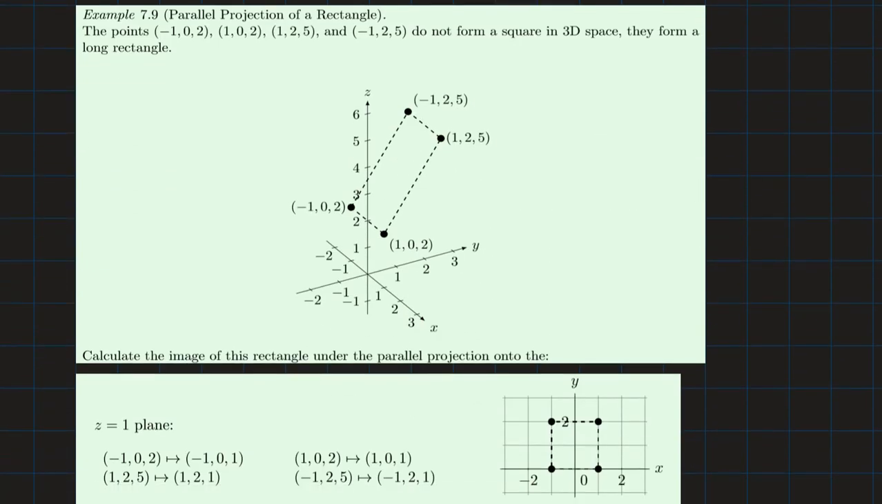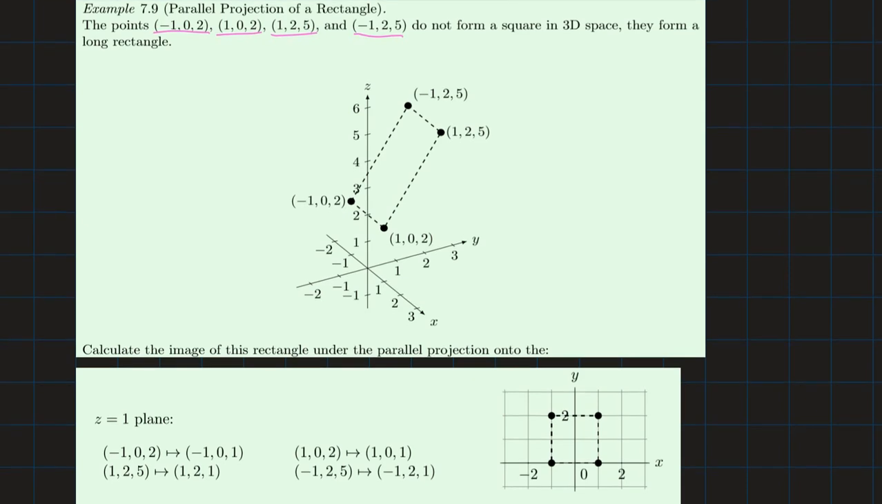The example says the points (-1, 0, 2), (1, 0, 2), (1, 2, 5) and (-1, 2, 5) do not form a square in three-dimensional space. In fact, they form a rectangle. And here's a picture of the rectangle I've drawn in three-dimensional space. So the points are the corners and it forms a rectangle. And the question is to calculate the image of this rectangle under parallel projection onto the following image planes. So let's begin with the z=1 plane.